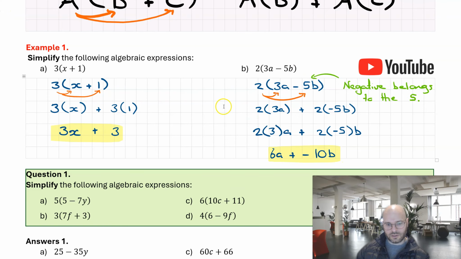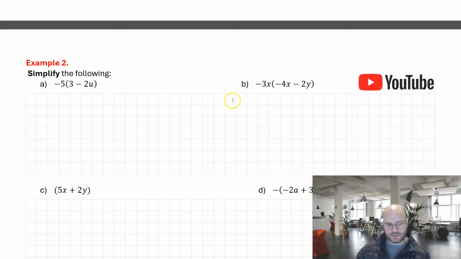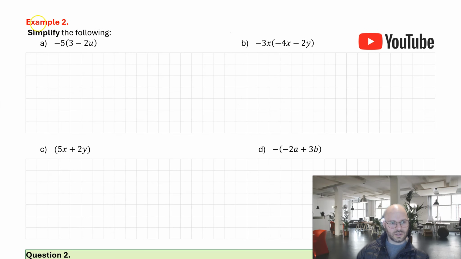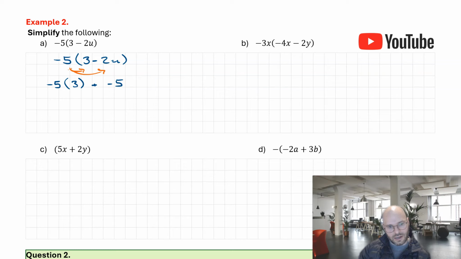Okay, let's look at something a little bit more complicated. Example 2. Simplify the following. We have minus 5, then in brackets 3 minus 2u. What we're going to do is expand this out. Remember, the expansion works by the product outside the bracket multiplying with each term inside the bracket. So that's going to be negative 5 multiplying with the 3 plus the negative 5 multiplying with the negative 2u.